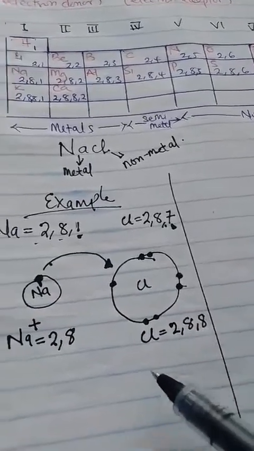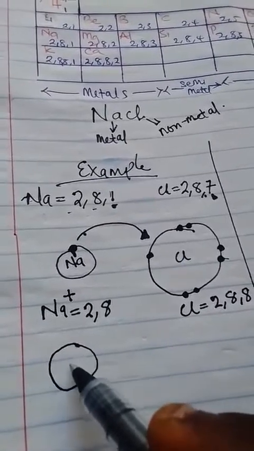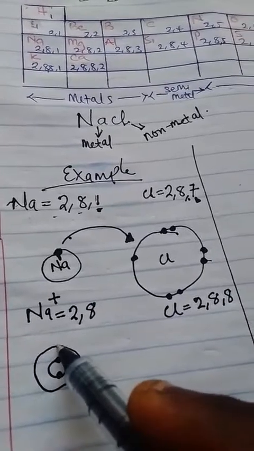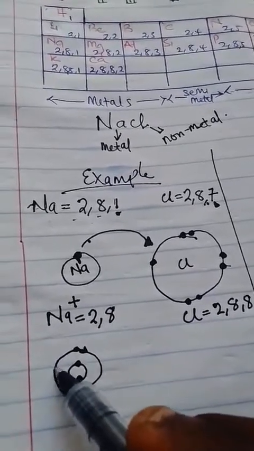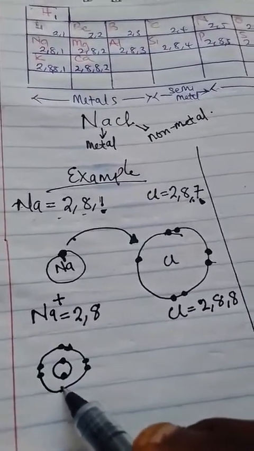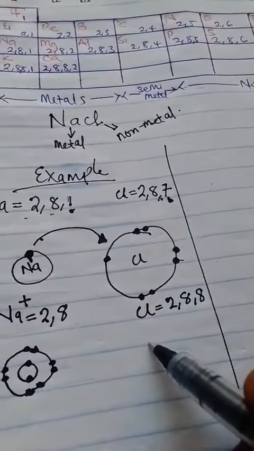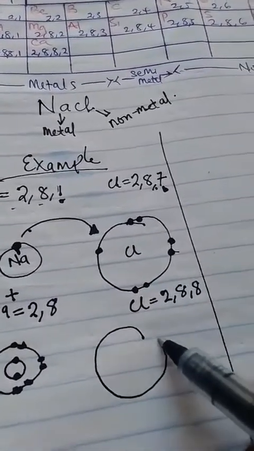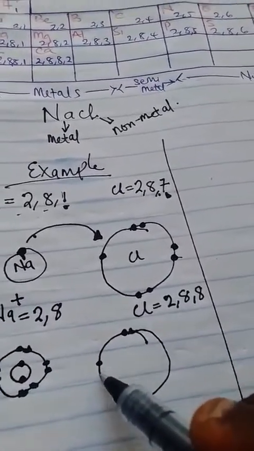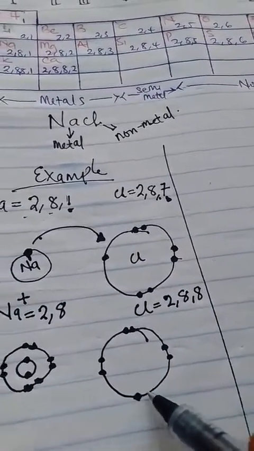8, 8. And then the shell structure will look something like this. Let me draw the full structure of sodium. The first shell is 2, and the second shell is 8. So we have 8 electrons in the outermost shell. And then chlorine would now have 8 electrons in its outermost shell, having what we call an octet structure. So both of them now possess an octet structure.